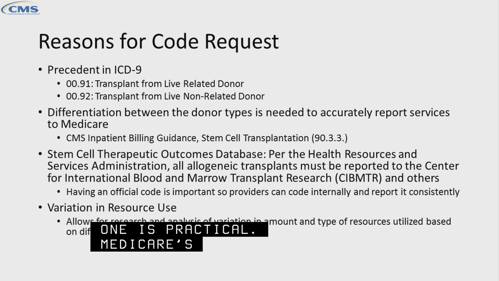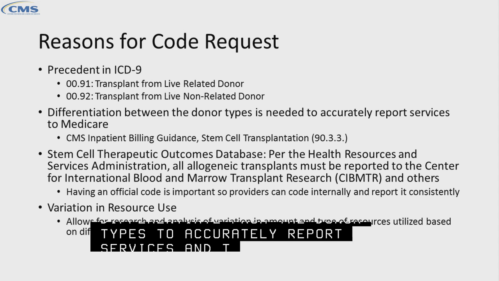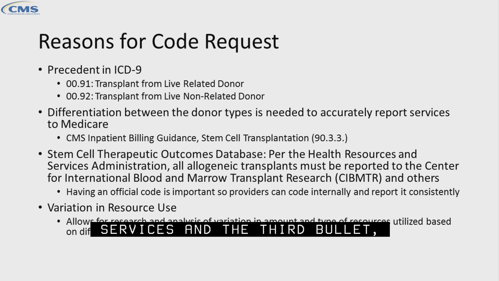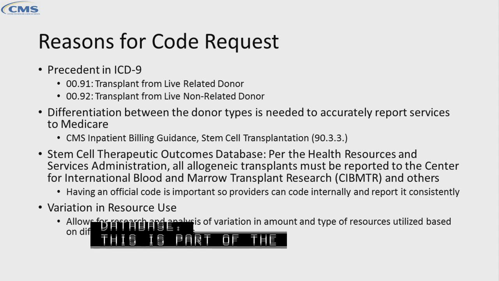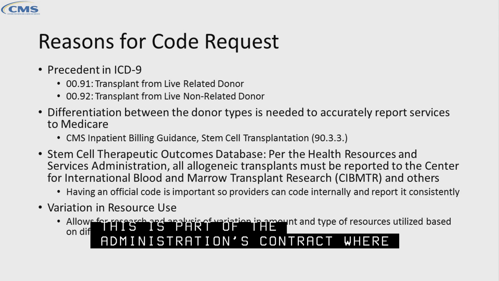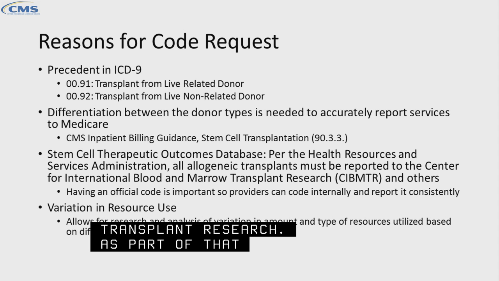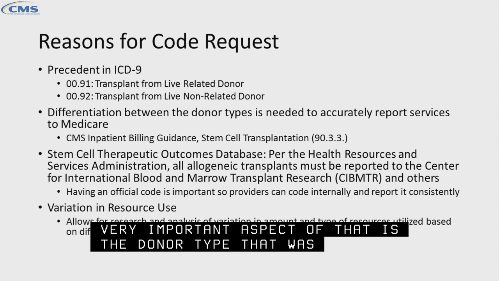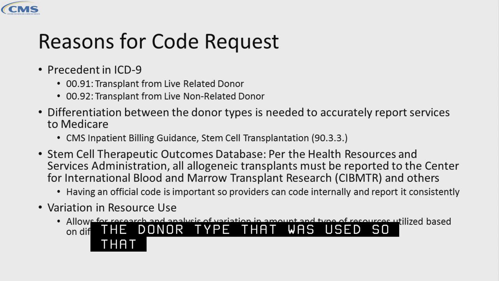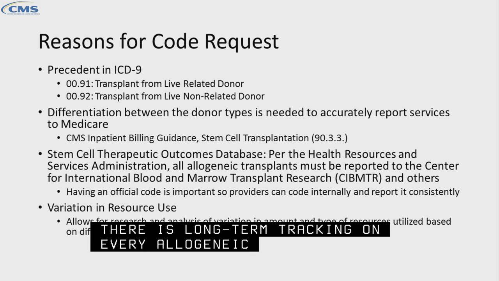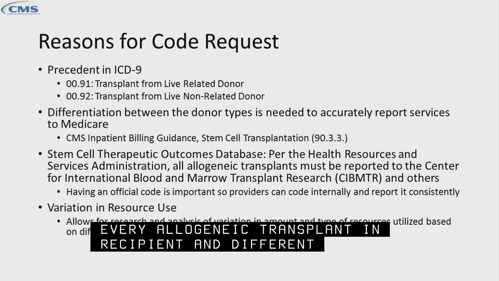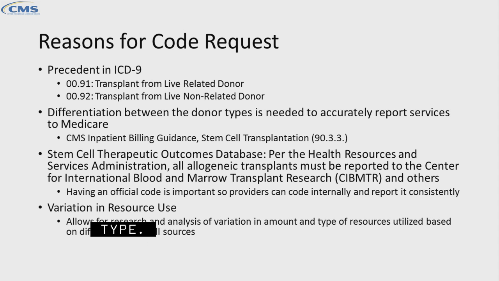And the third bullet there, the Stem Cell Therapeutics Outcomes Database. So this is part of the HRSA contract where all allogeneic transplants must be reported to the Center for International Blood and Marrow Transplant Research, the CIBMTR. And as part of that reporting, a very important aspect is the donor type that was used so that a number of different research projects can be used to track those patients. There's long-term tracking on every allogeneic transplant recipient, and there are different clinical practices based on the donor type, different clinical outcomes, things like graft versus host disease.